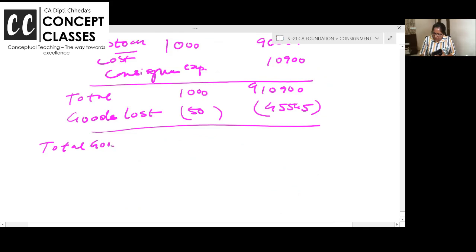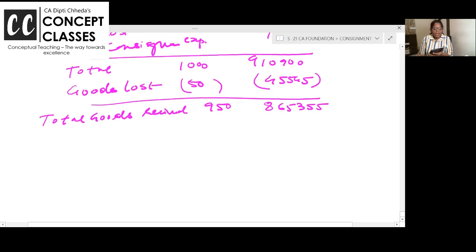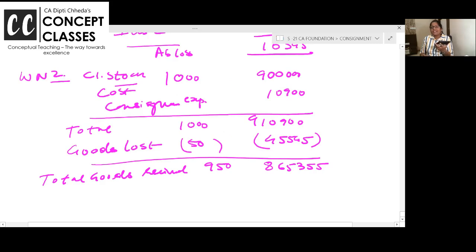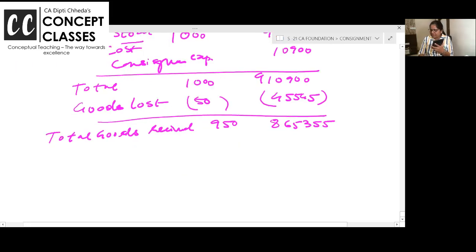Total goods received by consignee: 950. 9,10,900 minus 45,545 is 865,355 for 950 units. You can check this working note in your study material. They have taken per unit and all, but I feel this is easier. 950 units cost 865,355.